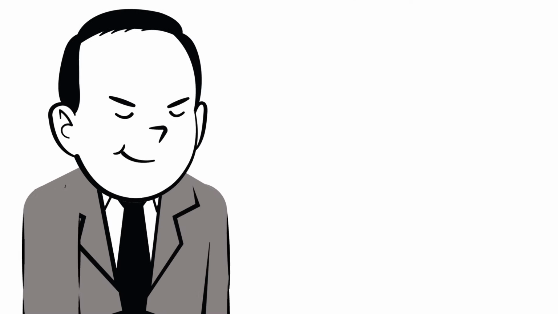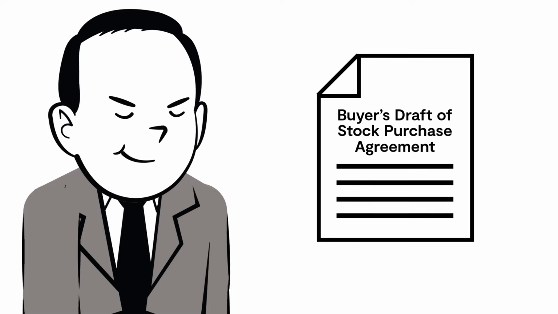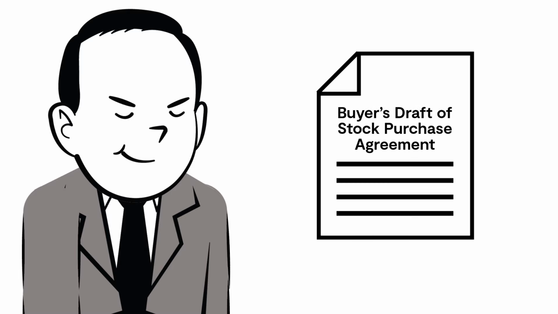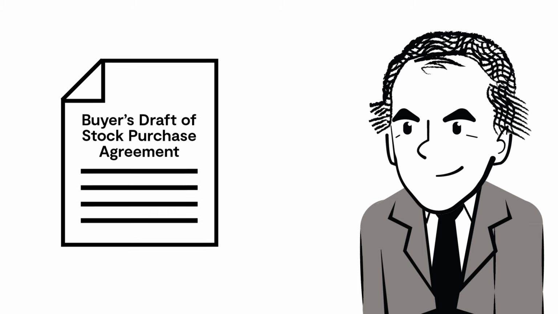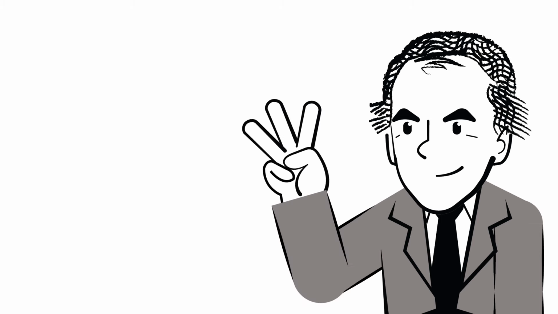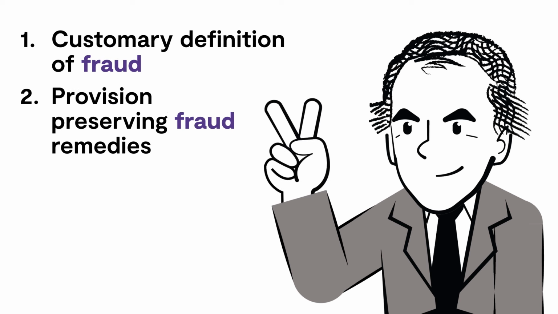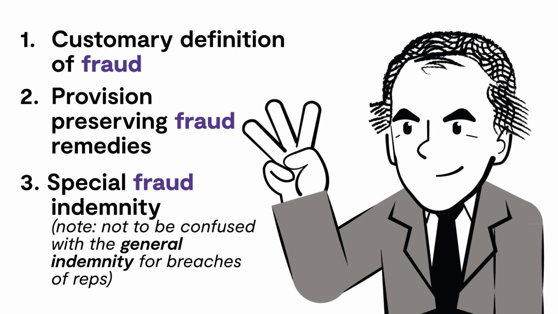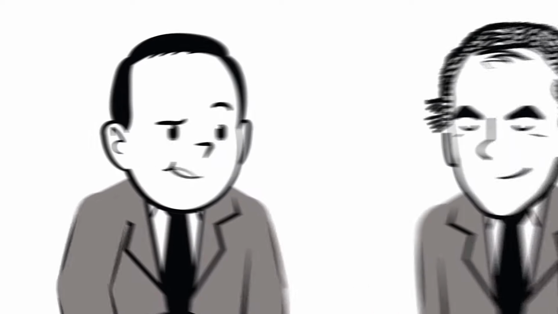Well, I hope you're going to be equally constructive in negotiating all of the fraud-related provisions you've included in your draft, because that's what we're going to turn to next. That's great, because I hope you'll agree that the fraud-related provisions I've included in my draft are reasonable and customary. I've included basically three pieces: a customary definition of fraud, a provision preserving the buyer's fraud remedies, and a customary fraud indemnity. So once you look at it, I doubt you're going to have any problem with it.